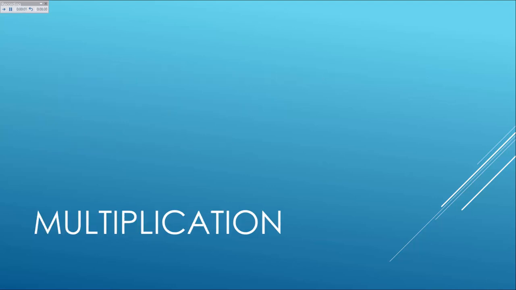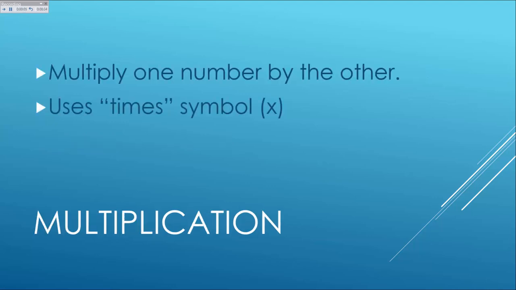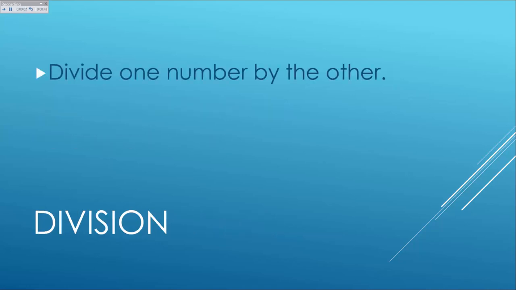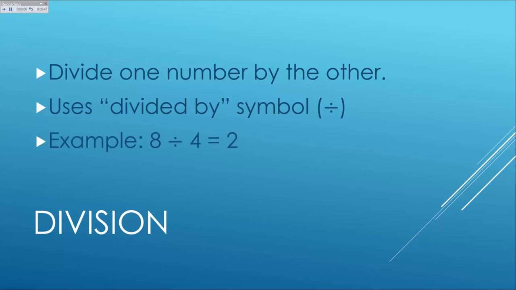The next operation is multiplication. In multiplication, we multiply one number by the other. This uses the times symbol. An example of this is 2 times 3 equals 6. And finally, we have division. This is when we divide one number by the other. It uses the divided by symbol. An example is 8 divided by 4 equals 2.